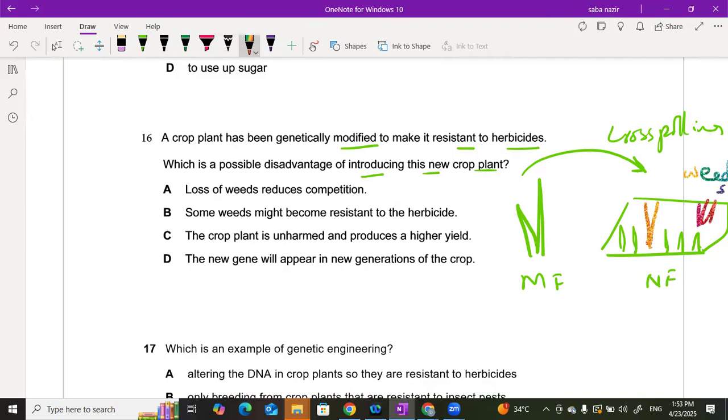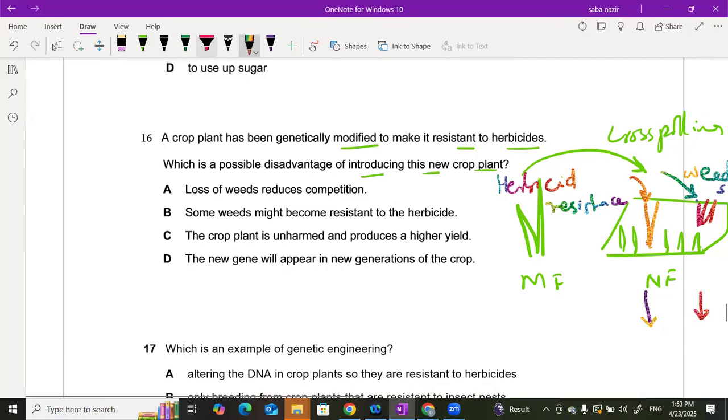Right? If during the process of cross-pollination, the herbicide resistance genes are acquired by the weed plant. So what do you think? What will happen to the weeds? Will they be killed by herbicide immediately, or will they not be killed?